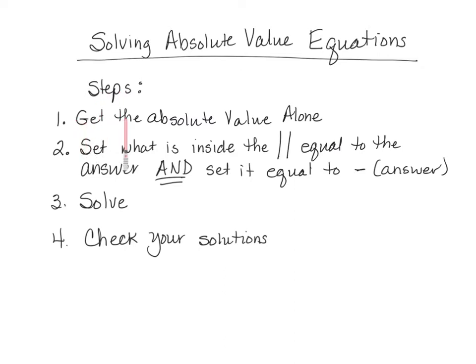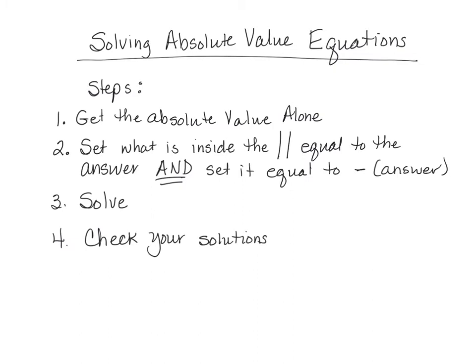The steps that we have: 1, get the absolute value alone. That means if anything's around it, being multiplied to the absolute value or added or subtracted to the absolute value, we want to move it to the other side of the equal sign. We want to set whatever is inside our absolute value bars equal to the answer and set it equal to the negative of the answer. So that means we're going to have two equations here, and we should always have two equations. And then we're going to solve it, and we're going to check the answers.